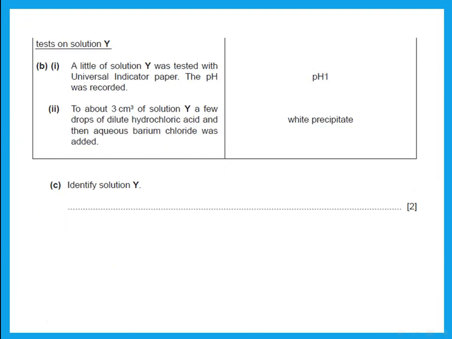You have to remember that. Now, he's telling me about the test on solution Y. He tested the pH and found that it's pH 1. What does that tell me? You should realize that pH 1 means it's a strong acid. And then he added a few drops of dilute hydrochloric acid and barium chloride. Again, barium chloride is a test for what? It is a test for sulfate. So that means I'm talking about a strong acid that has sulfate. Which strong acid has sulfate? That should be sulfuric acid.